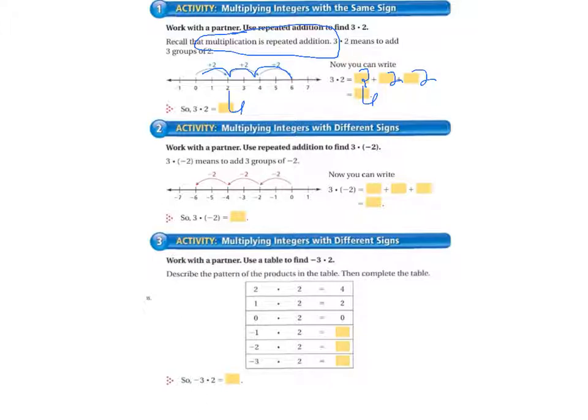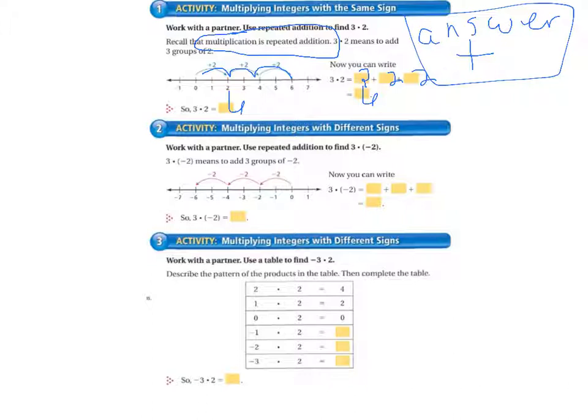So when you multiply integers with the same sign, your answer is positive. If you have 2 integers with the same sign, your answer is going to be positive. If you multiply integers with different signs, we're going to find out what happens. So we're going to multiply 3 times negative 2. So we're going to add 3 groups of negative 2. You do the same thing you did in the first activity, only you're adding groups of negative 2.